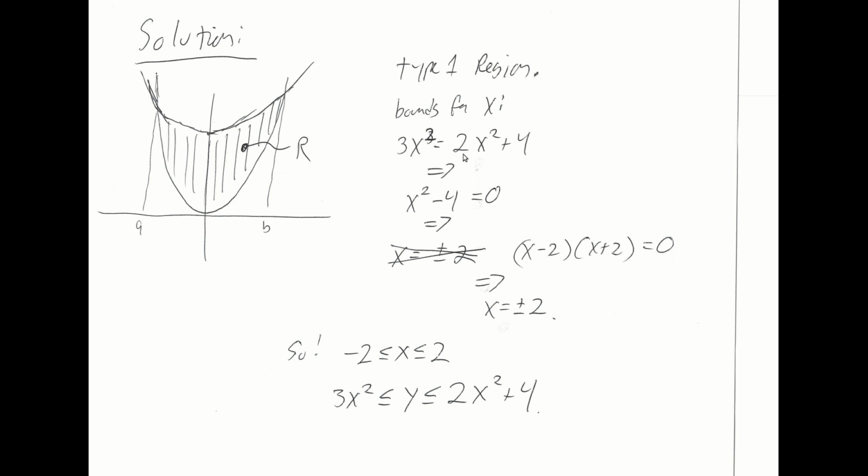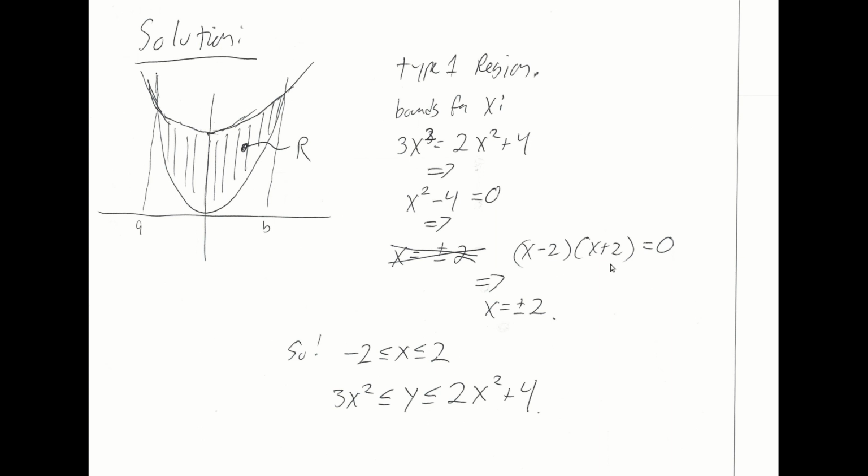So 3x squared is set equal to 2x squared plus 4. I subtract over one equation and I end up with x squared minus 4, 3x squared minus 2x squared giving me just x squared minus 4. I then factor that. It is a difference of two squares, so it factors to x minus 2 and x plus 2.